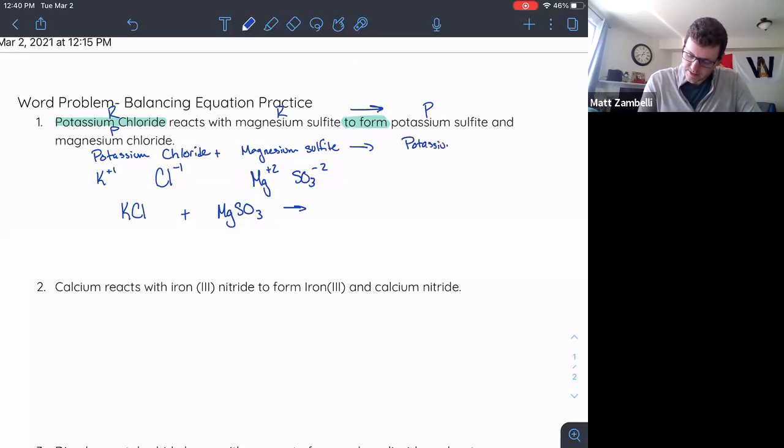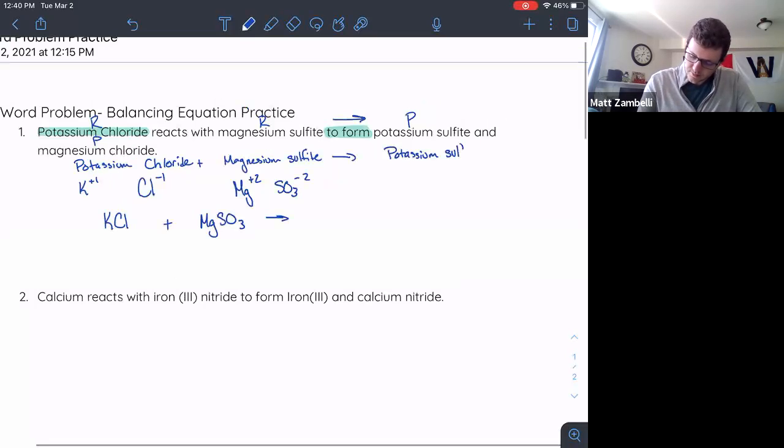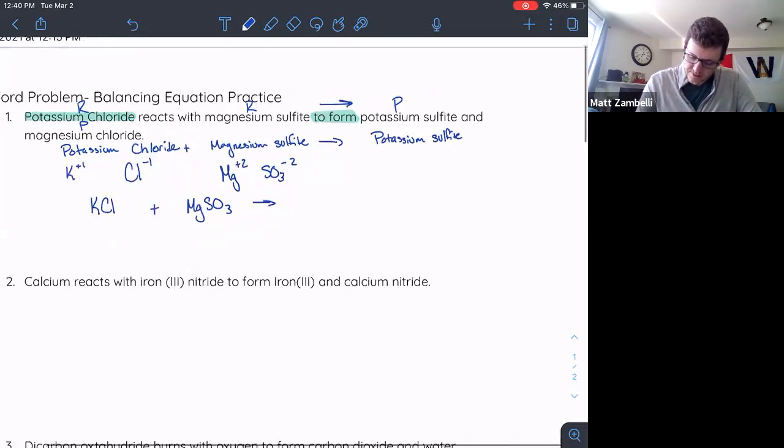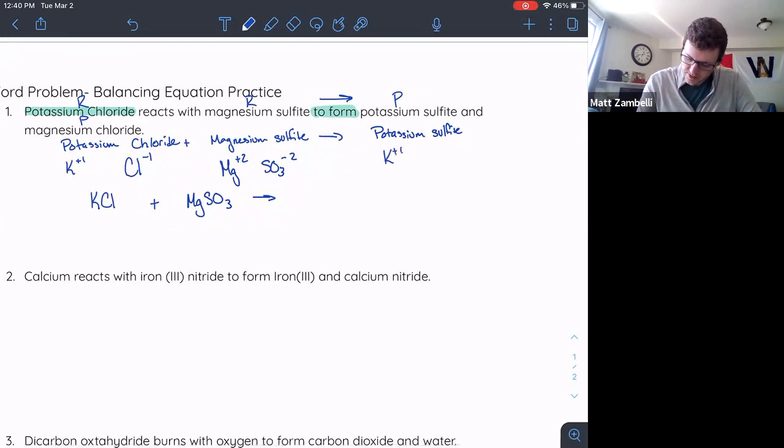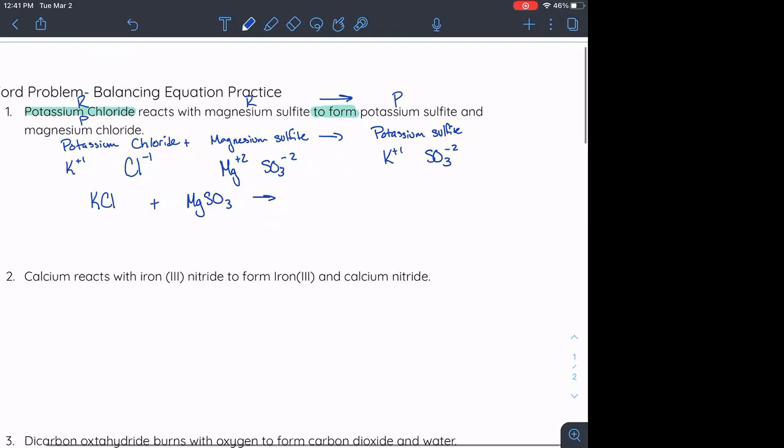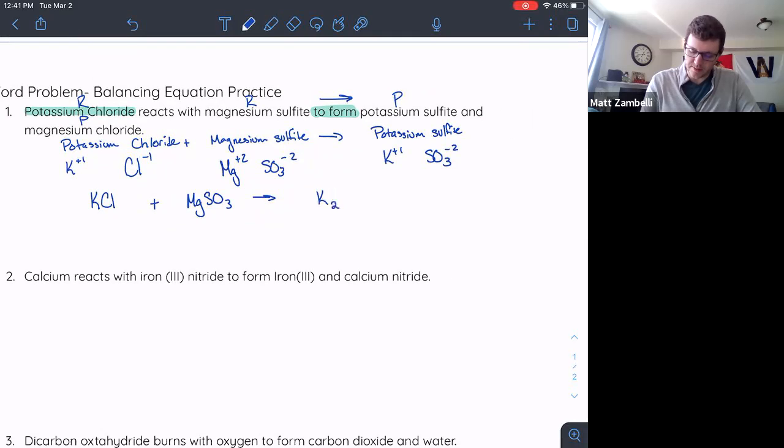potassium sulfite. I'm going to steal them from over here on the left side. So we have K with +1 and SO3 with a -2. So what's my formula going to be for that one? KSO3, I mean, no, K2SO3. Perfect. Because we need 2 potassiums for the charges to add up to 0.